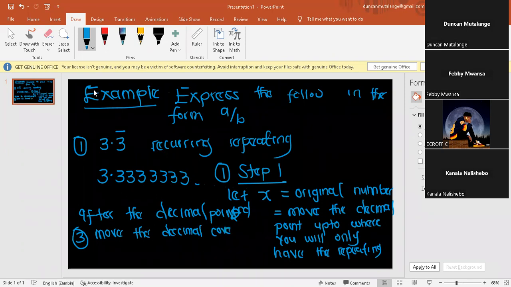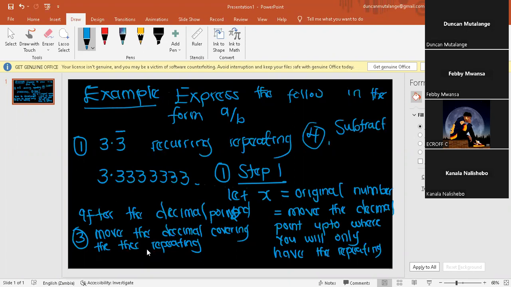Covering. So move the decimal point, covering the repeating number. You will understand this when you do the example. By covering, we just mean this one now comes to the other side, but I'll show you in another example. And now the last one, which is number 4, is subtract the last two equations.